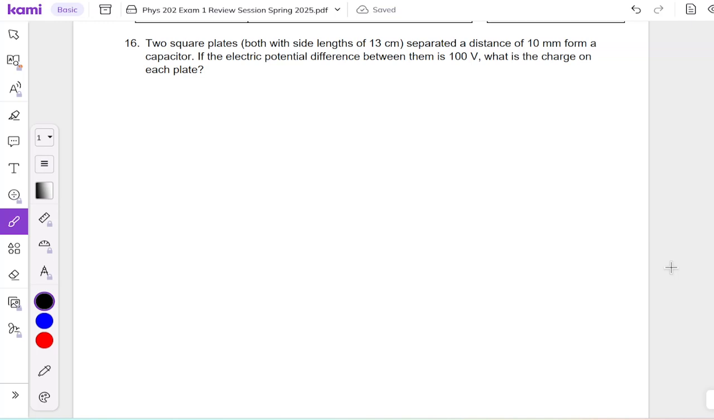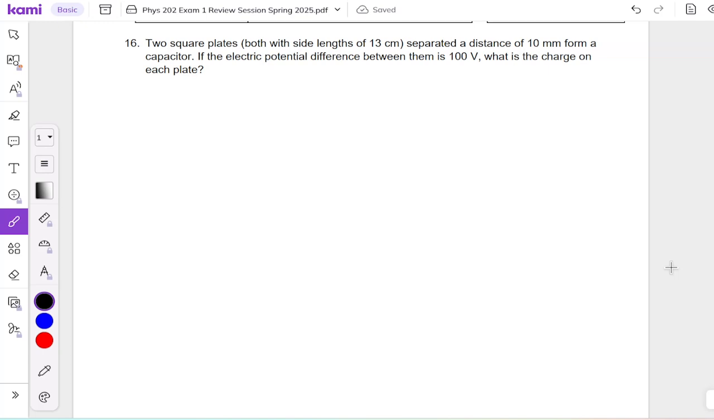Two square plates, both with side lengths of 13 centimeters, separated a distance of 10 millimeters, form a capacitor. If the electric potential difference between them is 100 volts, what is the charge on each plate? Okay, so actually I lied. This is not the problem I just said.